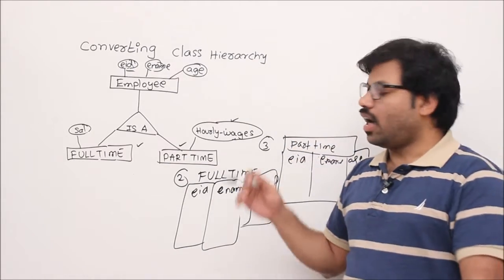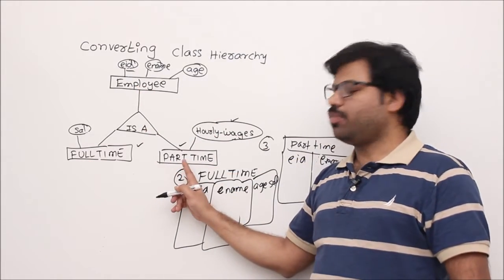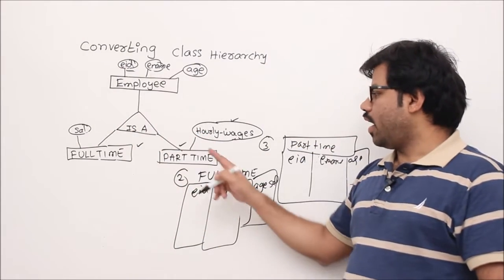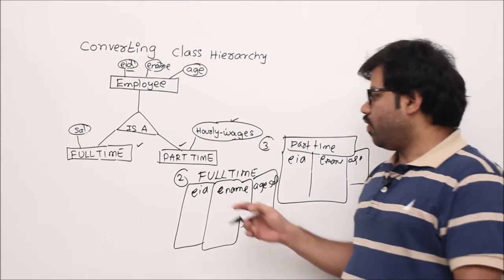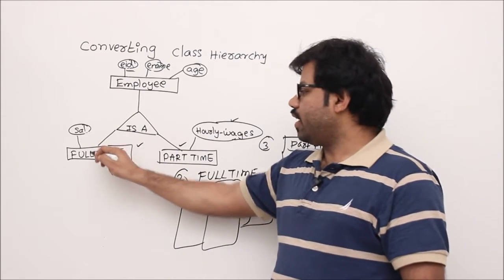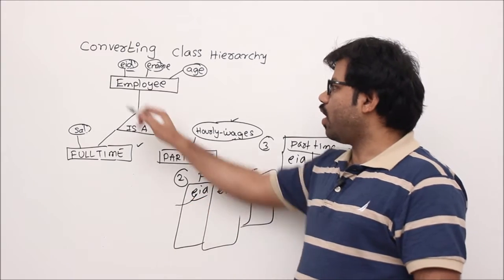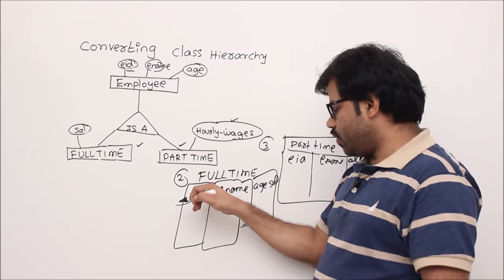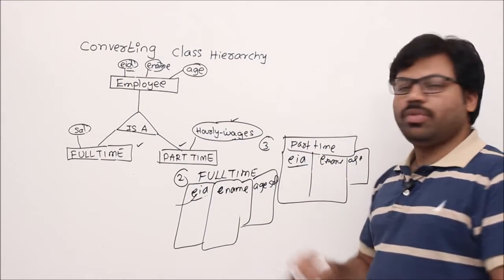Let's summarize. Alternative 1, create three tables: one is employee, second one full-time, third one part-time. Attributes of full-time are salary comma employee ID, and attributes of part-time are employee ID comma hourly wages. Of course, some other details I missed: if I take employee ID as one of the attributes, this employee ID should be a foreign key, which should refer to the employee table. Similarly, this employee ID should be a foreign key, right?